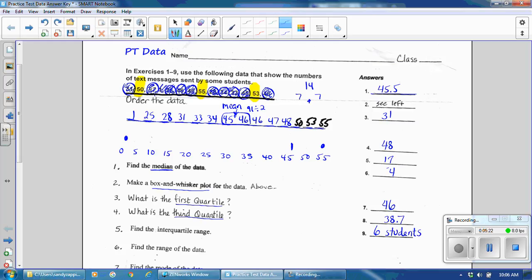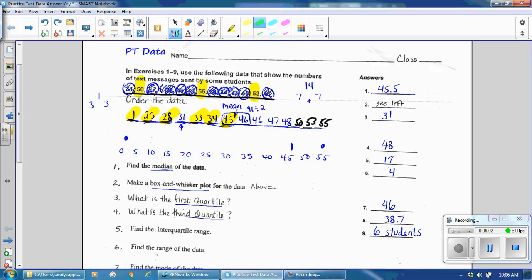The first quartile is the middle number in the set of lower data. So the lower data is right here, and we want the middle number. So we have 1, 2, 3, 4, 5, 6, 7. And if we split that in half, then we would have 3 numbers on one side, 3 numbers on the other side, and then 1 in the middle. So here we have 1, 2, 3, 1, 2, 3, and the first quartile is 31.